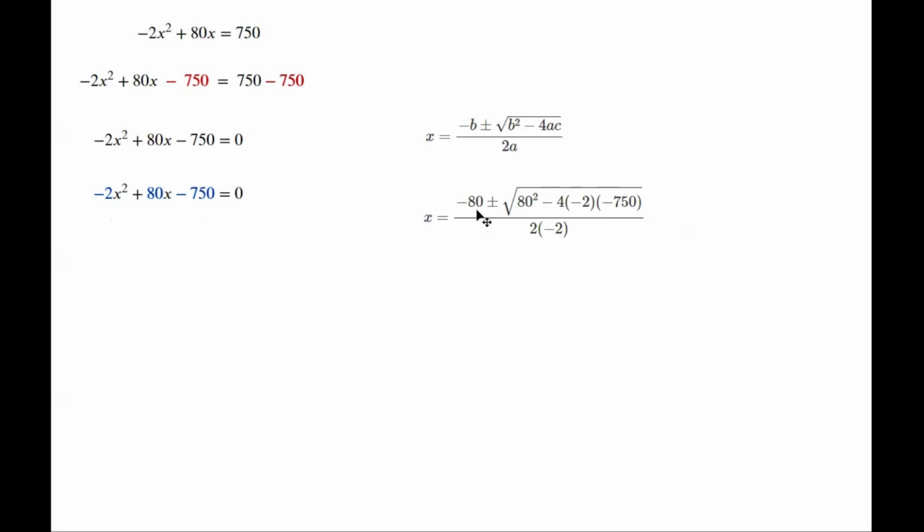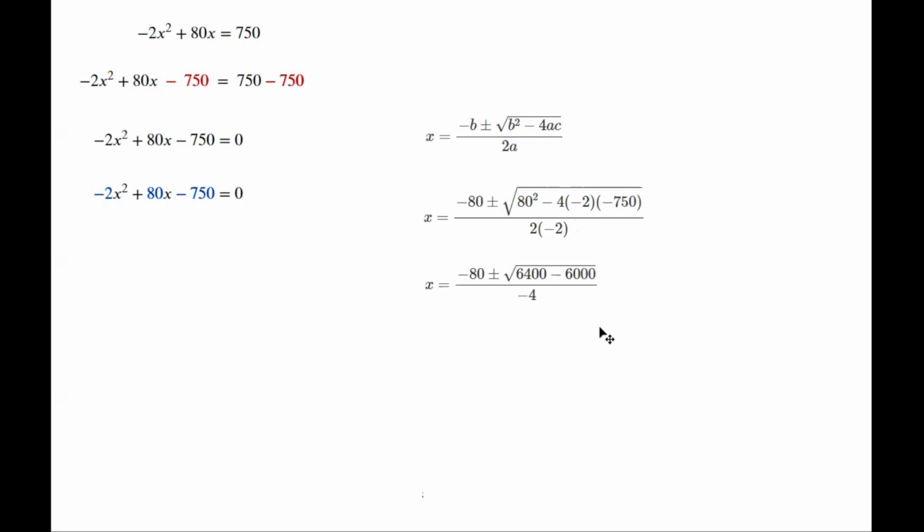I'm going to get negative 80 plus or minus the square root of 80 squared minus 4 times negative 2 times negative 750 all divided by 2 times negative 2. I'm going to go ahead and, off screen, grab a calculator to simplify some of the stuff. I'm not doing any mental math with these numbers here. So go ahead and grab your calculator and follow along. Let's figure out what 80 squared is and what negative 4 times negative 2 times negative 750 is.